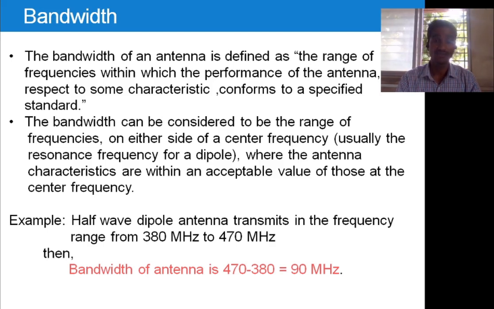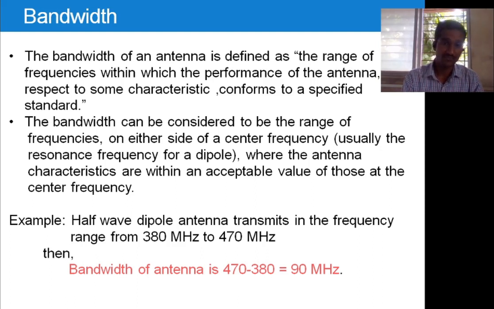That means we learn various parameters or characteristics of an antenna. These characteristics are the gain of the antenna, directivity, radiation pattern, beam width, antenna resistance, and impedance. So we get some specific standards for these frequencies. That means within that frequency range, the antenna gives good or maximum performance. That is the bandwidth of the antenna.